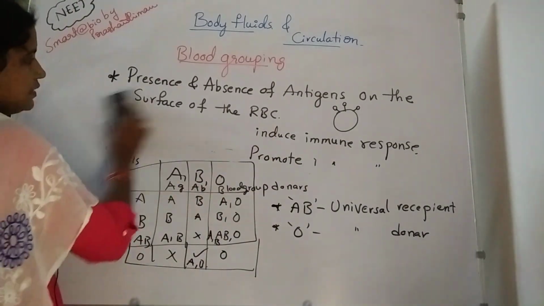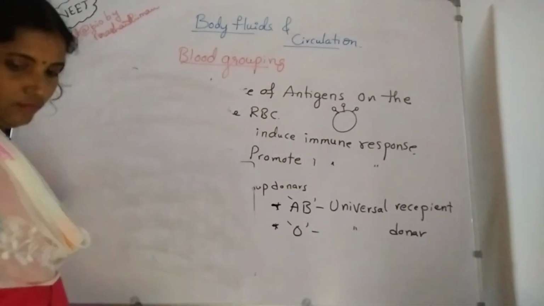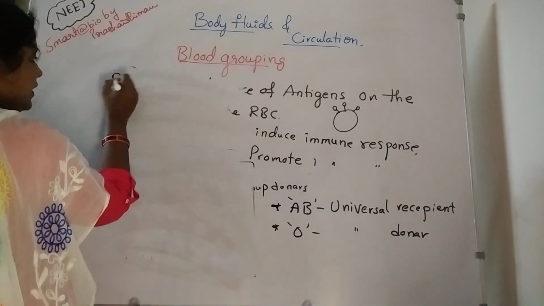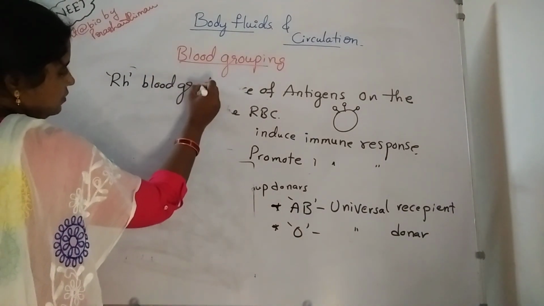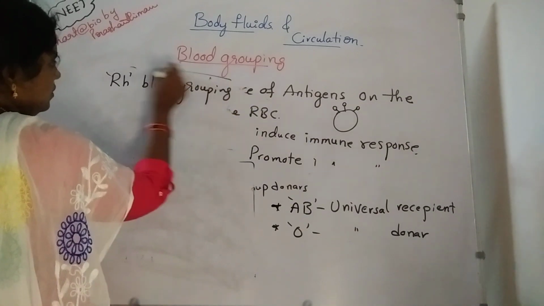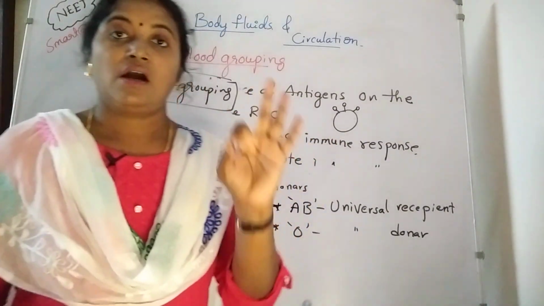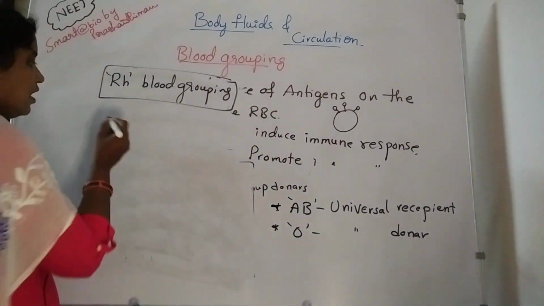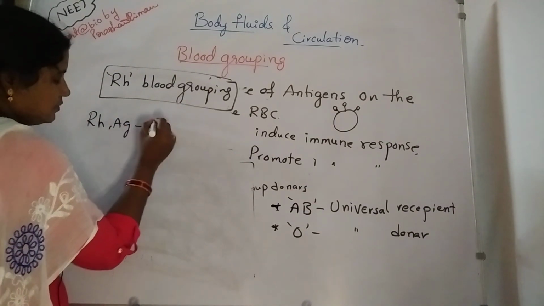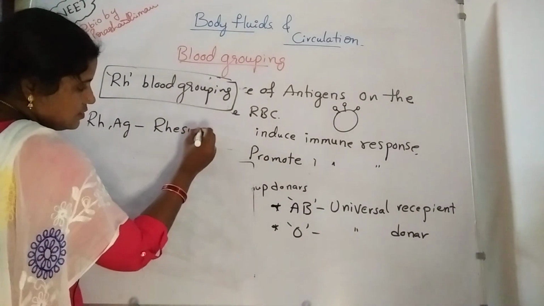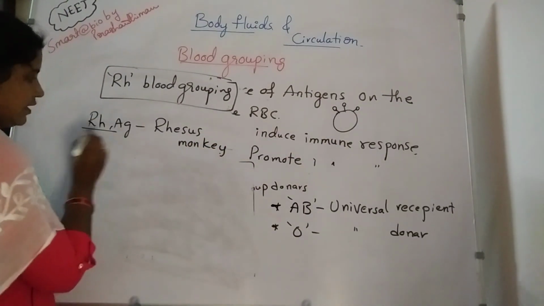So RH blood grouping takes place after the discovery of the RH antigen in the rhesus monkey. RH antigen was first observed in the rhesus monkey, that's why the factor is given as RH.